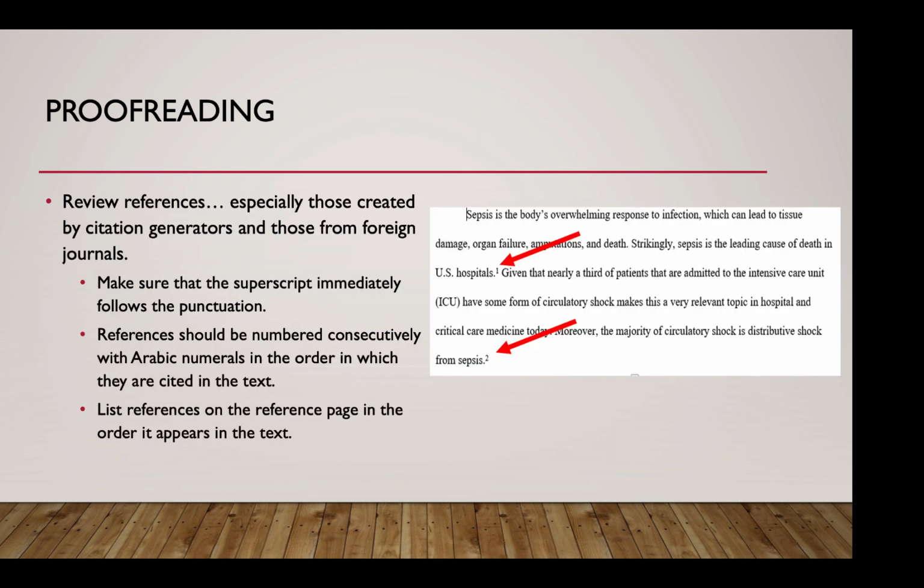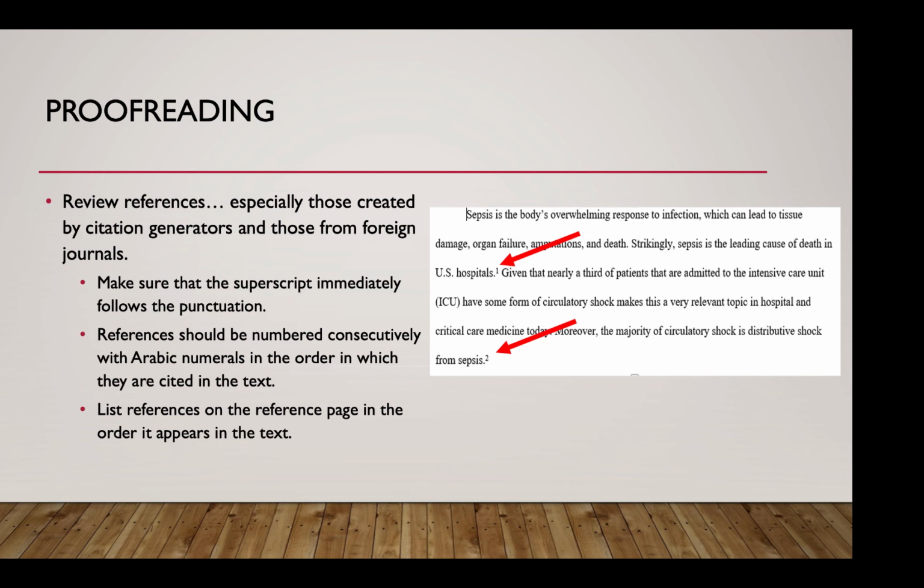So finally, review your references, especially those, again, that were created by citation generators and those that come from foreign journals. Foreign journal references are notorious for not being created correctly in citation generators. Look at your writing. Make sure that the superscript immediately follows the punctuation. The superscript should not be in front of the period. It should be after the period, and it should immediately follow the period.